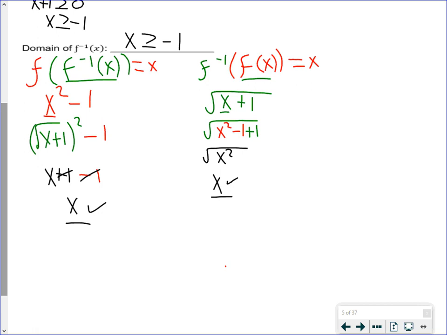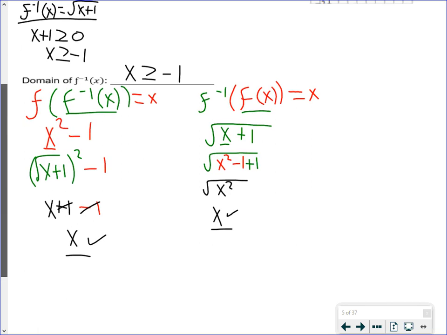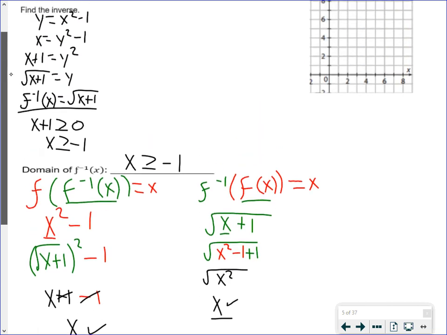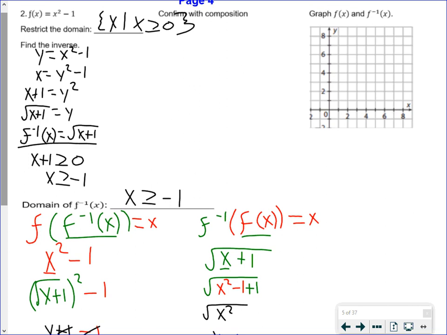So both functions ended up equaling x. That means we got the right inverse function. And that is also an inverse. So we checked with composition. So now all that's left is to graph f of x and the f inverse of x. So we're going to do it the same way we did before. We're going to make a table of f of x.